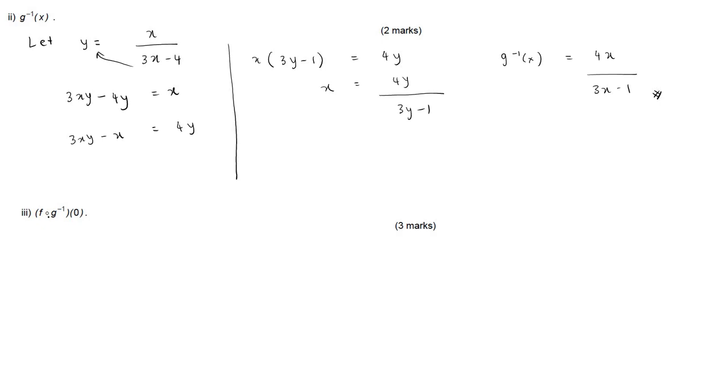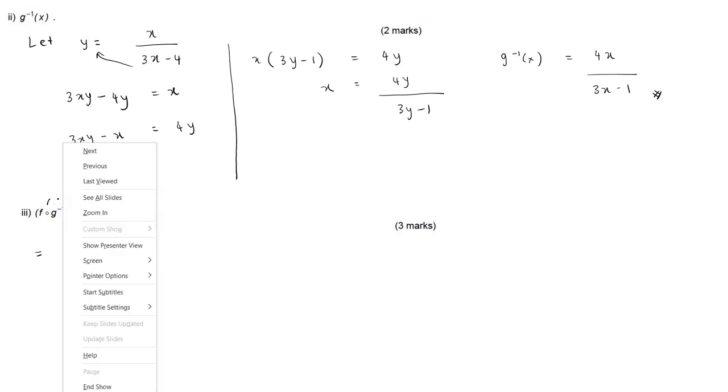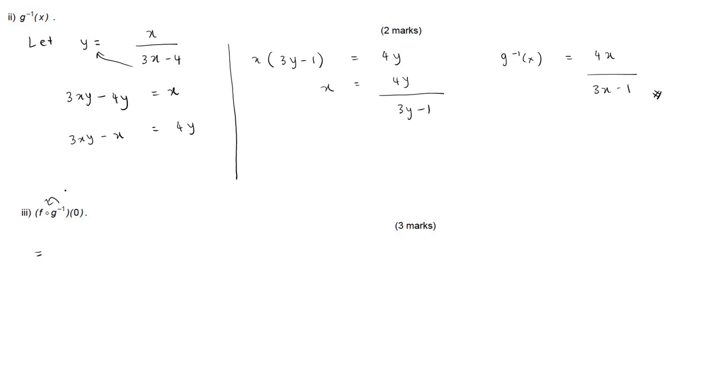Okay. F composite G inverse 0. Composite maksudnya kita akan masukkan G inverse. Okay, kita akan masuk G inverse dalam F. F tadi, fx adalah square root 2x plus 9 plus 1. Okay, ini fx. Tapi sekarang kita akan jadikan dia f g inverse x. Okay, x kita akan gantikan dengan g inverse.